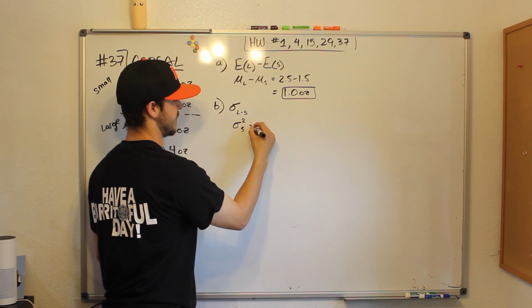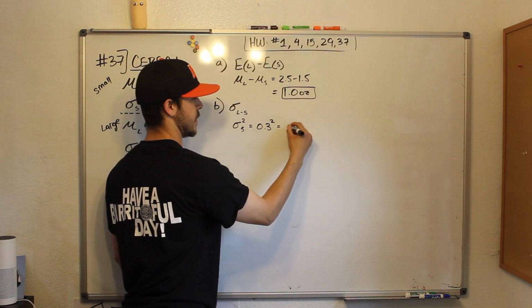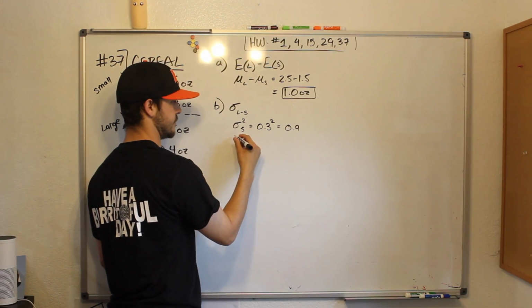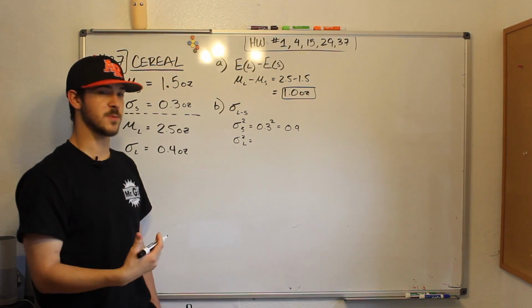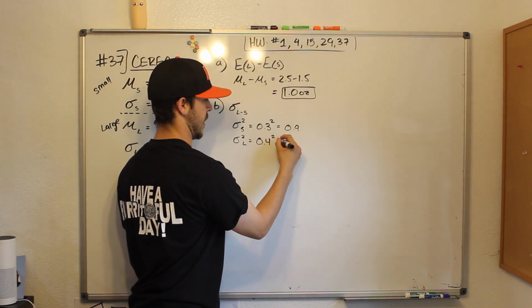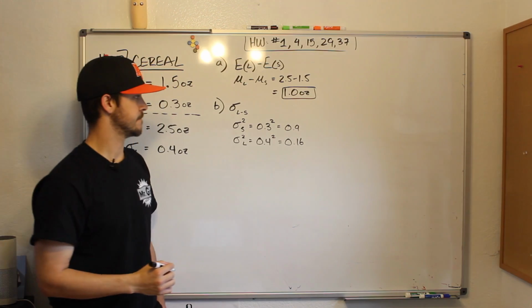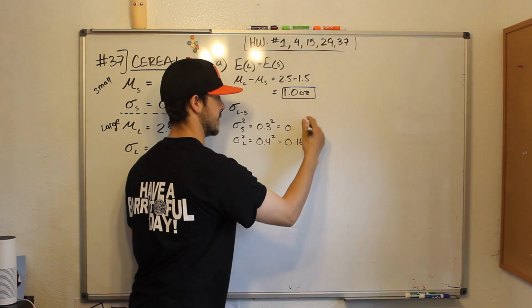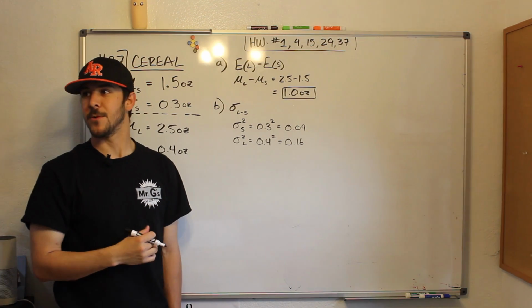So the variance of a small bowl is going to be 0.3 squared, which is 0.09. Then we're going to find the variance of the large bowl, which is 0.4 squared, which is 0.16. Oh, I'm sorry. 0.09 and 0.16.